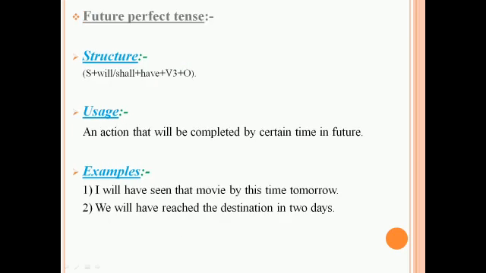Now come to future perfect tense. Structure of future perfect tense is subject plus will or shall plus have plus V3 plus object. Usage, an action that will be completed by certain time in the future. Such action should be expressed in future perfect tense. Examples, I will have seen that movie by this time tomorrow. We will have reached the destination in 2 days.